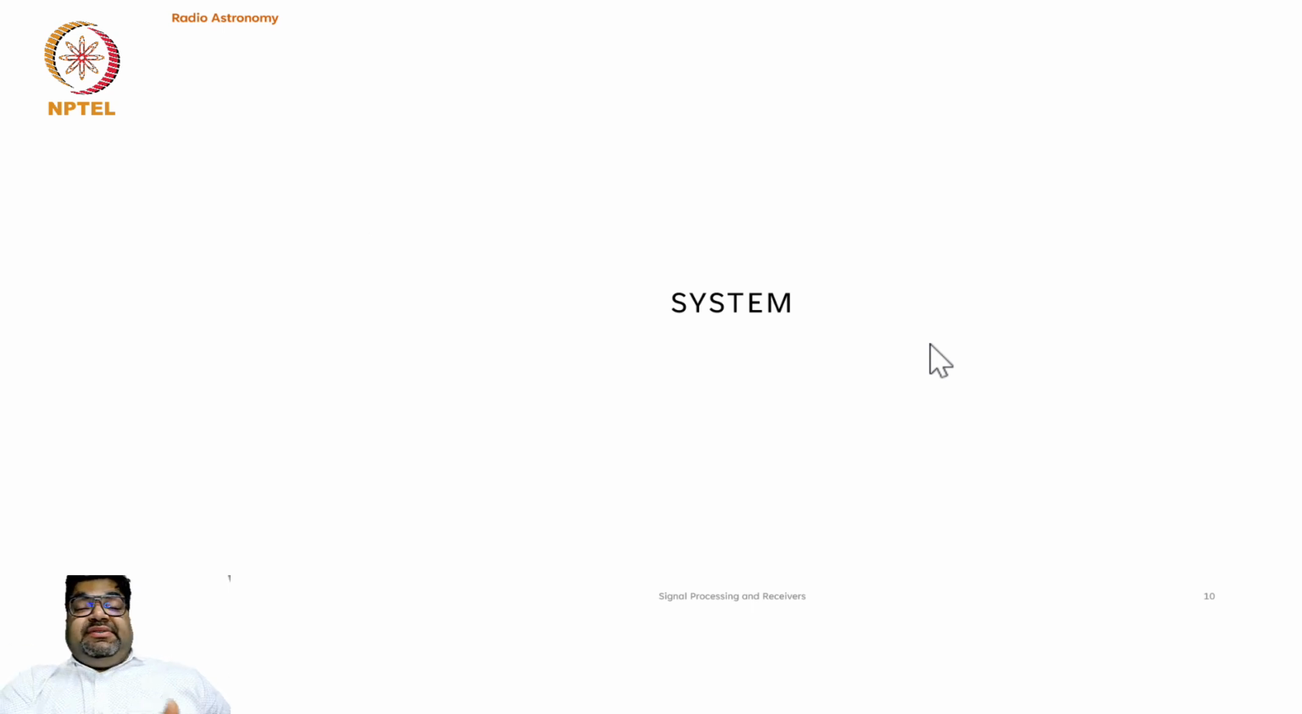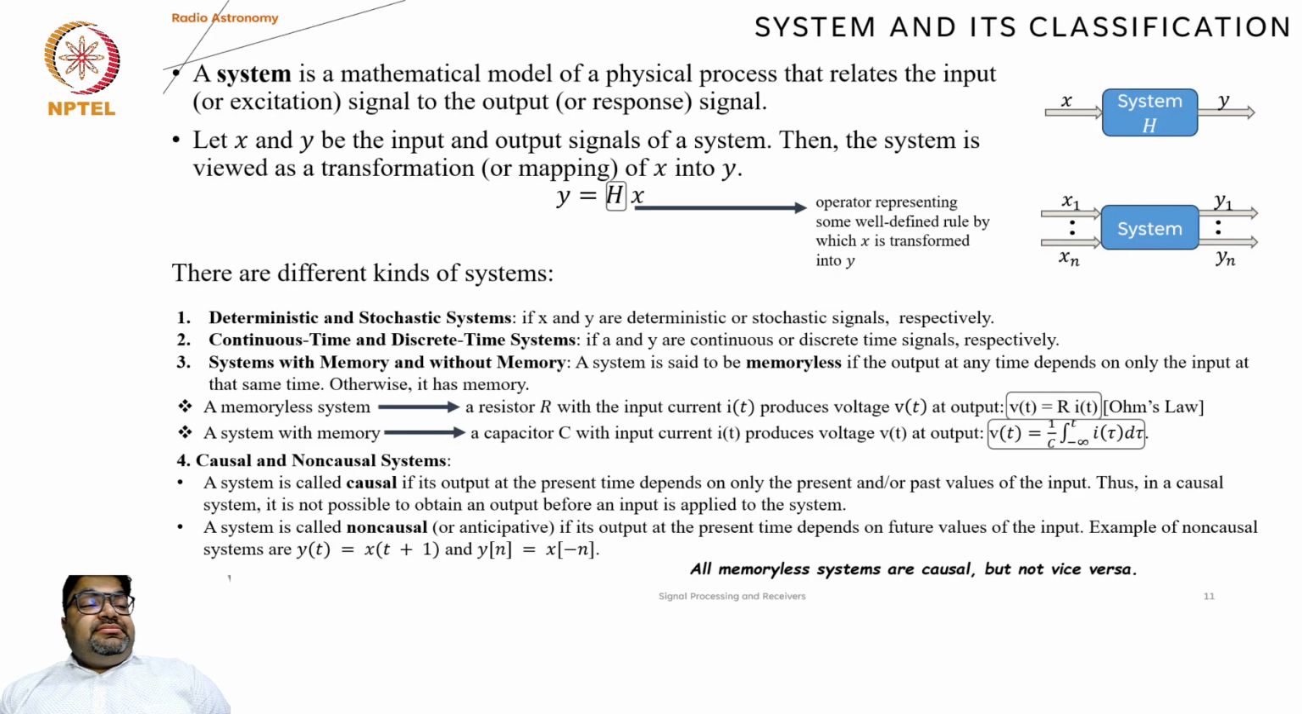So signals we defined. Now we define what is a system. A system is a mathematical model or a physical process that relates the input signal to the output signal. In that case, even a radio telescope is also a system, because there is an input signal which is received at the front, in the antenna, and it passes through a lot of processing and finally gets out and is recorded in the computers. So this whole block is a system. Even the individual blocks are also subsystems which play their own role.